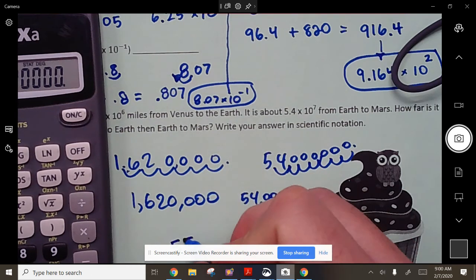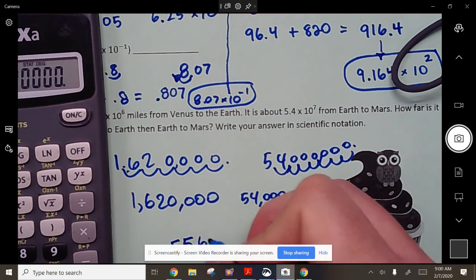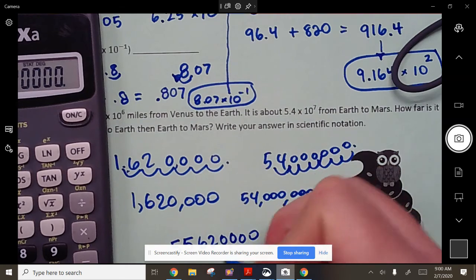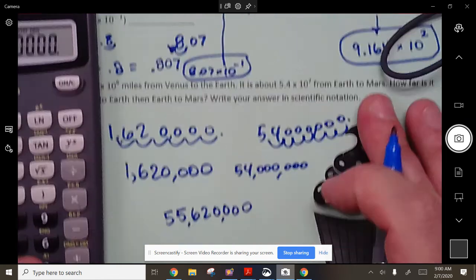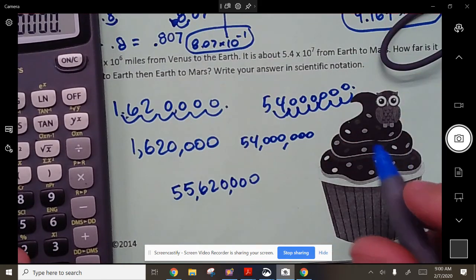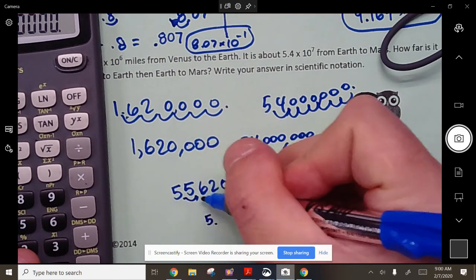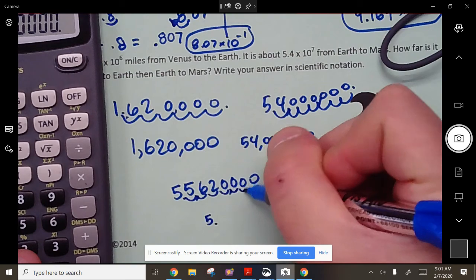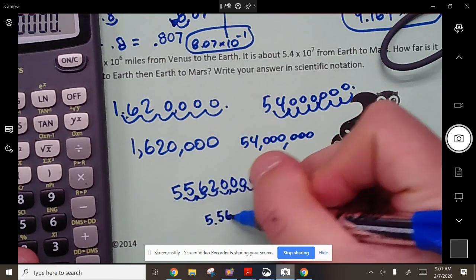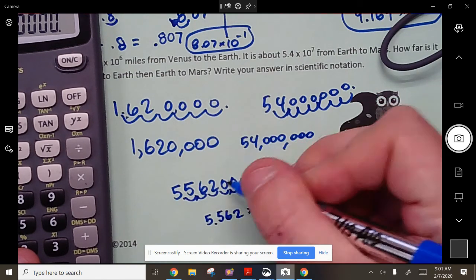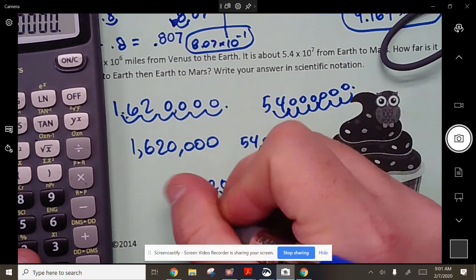Then I get 5,562,000, which becomes 55,620,000. Now, how do you write that in scientific notation? The decimal goes right after the first one. And how many spots? 1, 2, 3, 4, 5, 6, 7. So make sure you write the rest of that decimal. You don't have to include all the zeros at the end. Times 10 to the 7th.